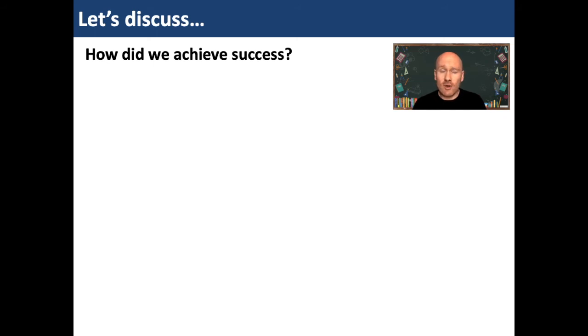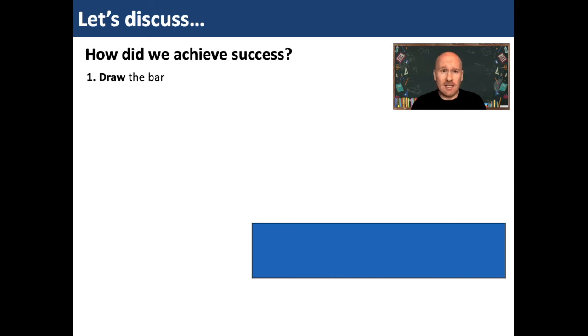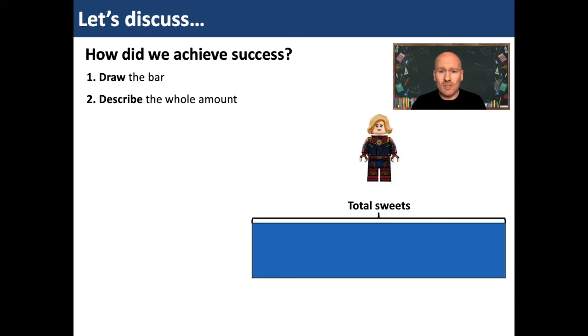And as with all the problems we've looked at so far, the first thing we can do when we're analysing a problem is draw the bar. And when we draw the bar, that bar represents the whole amount. So the next thing we can do is describe that whole amount. And in this case, the whole amount was the total sweets that Captain Marvel had. After that, we can then decide how many parts are we going to split this bar into. Now, we knew that there were 3 bags of sweets that each contained the same amount, so we can split this bar into 3 equal parts.